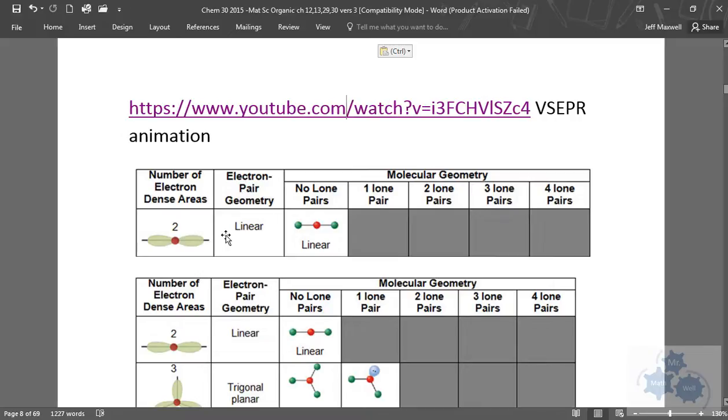So the geometry is called linear. And of course it's a straight line like the very first one that we learned about. And there are no lone pairs. Once again, lone pairs are electrons that are unpaired, that don't have an atom to bond with. And if there are unpaired electrons, then they change the geometry, which we'll see in the next one here.